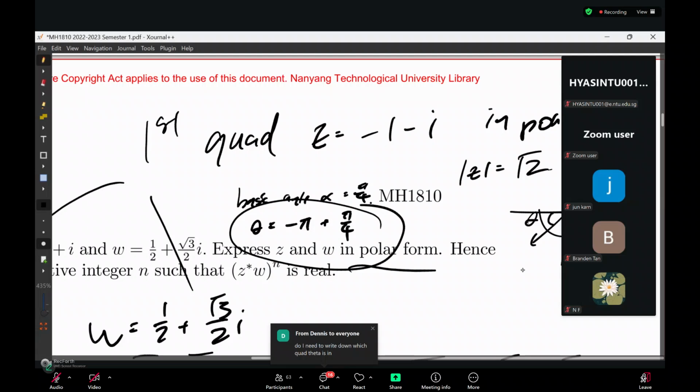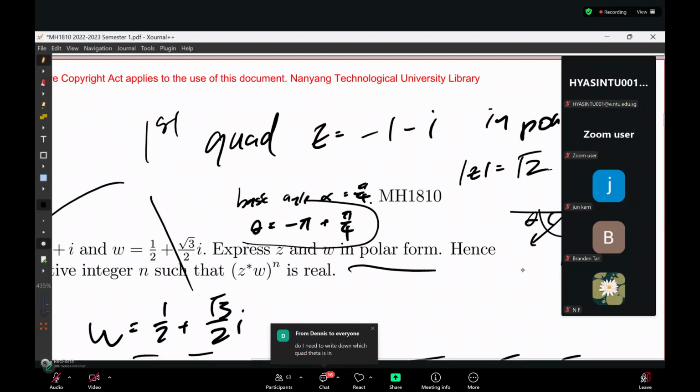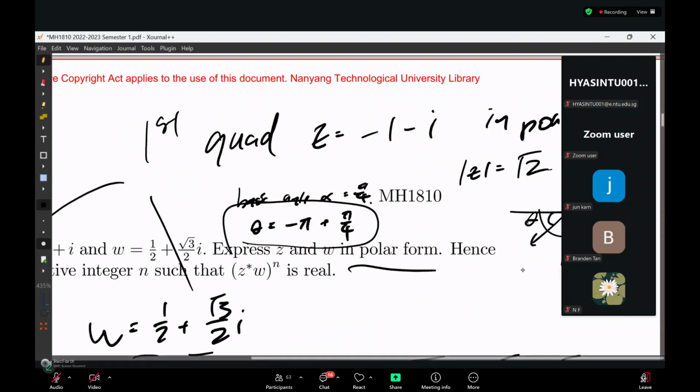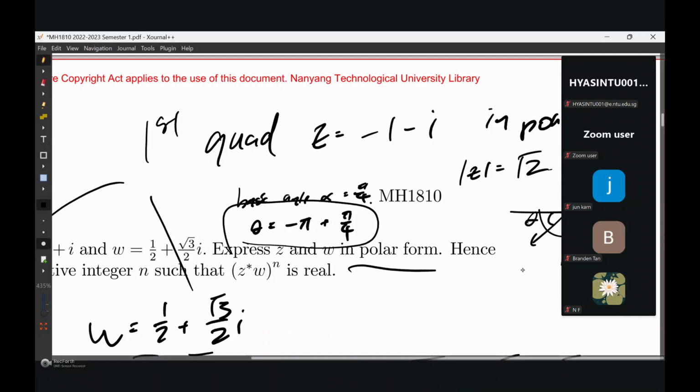Do I need to write down which quadrant theta is in? No need. You just need to give me this value of theta. So you write negative pi plus pi over 4, I will know it's in the third quadrant already. You don't need to tell me it's in the third quadrant.